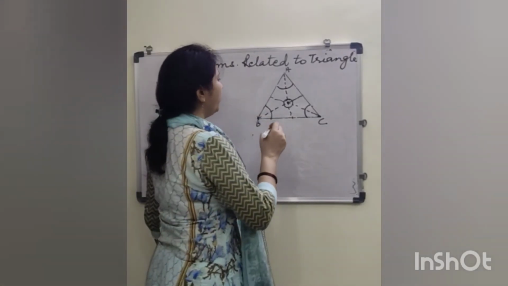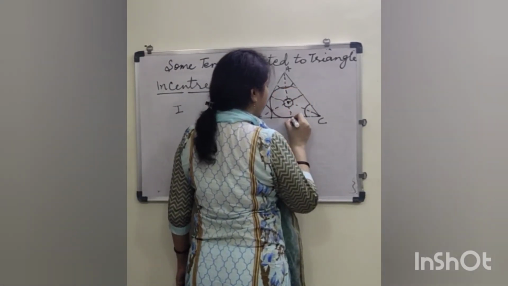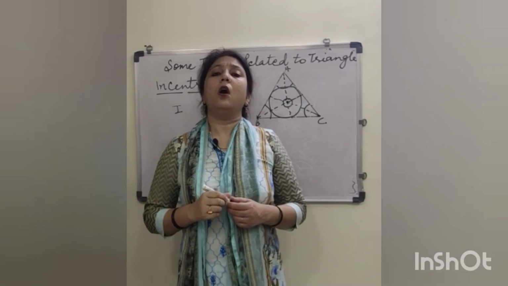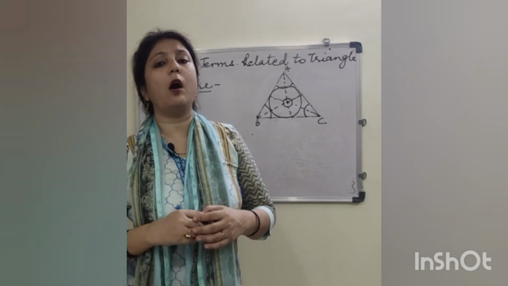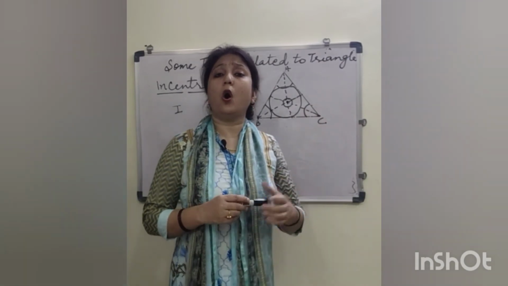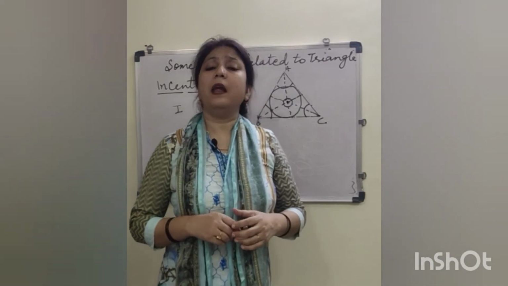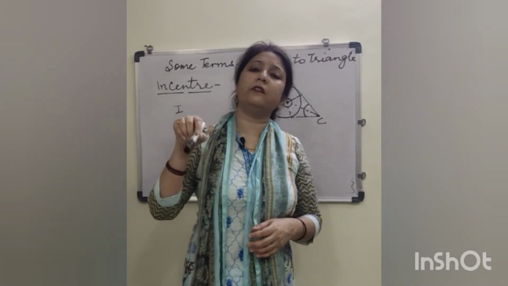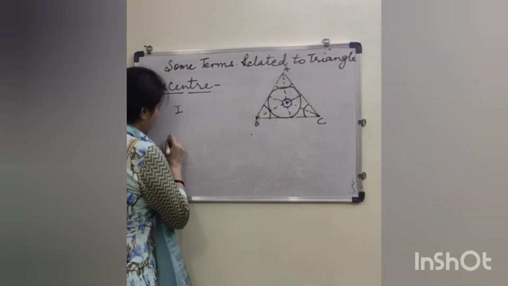Draw a circle using this point as a center. The circle will lie within the triangle, touching all three sides of the triangle, and it is known as incircle. So what is incenter? When we have drawn all three angle bisectors of a triangle, the point of intersection is denoted by I, and taking incenter I as a center, if you draw a circle, it will lie within the triangle touching all three of its sides. Now coming to circumcenter.